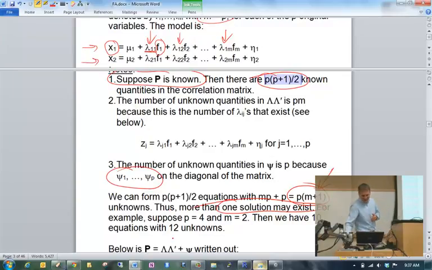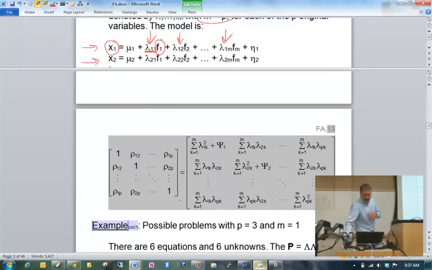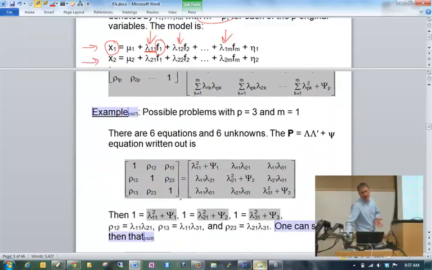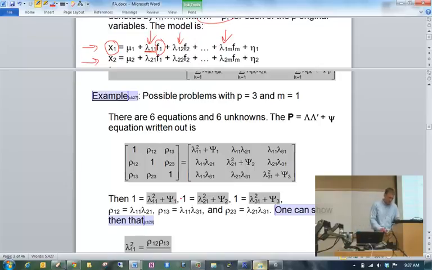Let's take a look at an example that further emphasizes the problems that can occur with a factor analysis model. This is an example where the number of unknowns matches up with the number of knowns. And this will always happen when you have one common factor. So let's say that I have p equal 3 and m equal 1. We have 6 equations, 6 unknowns. If you take p times (p plus 1) divided by 2, you get 6, for example.